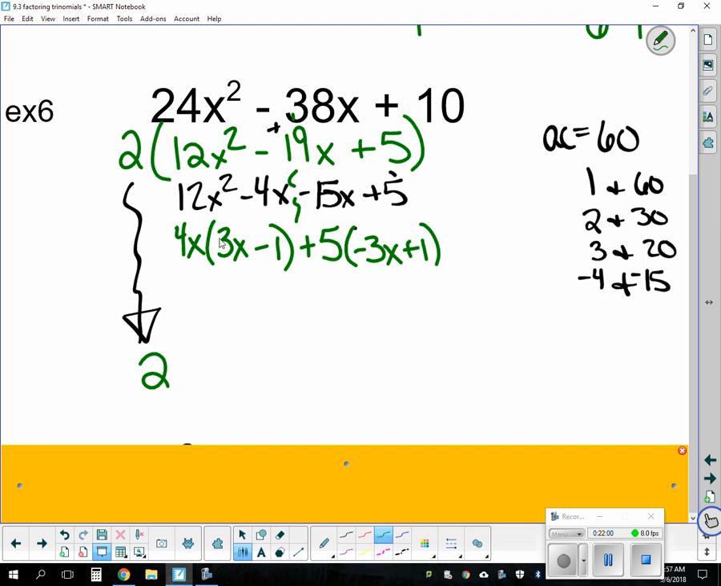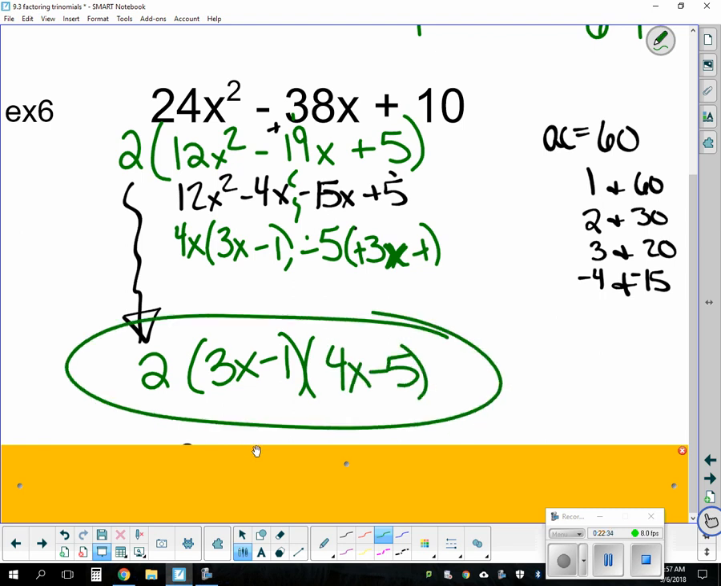Now, I made a mistake here, right? My parentheses don't match exactly. So I need to fix that. The way I would do that is instead of factoring out a positive 5, I could factor out a negative 5. So if I'm factoring out a negative 5, this would become positive, and this one would become negative. Okay, so make sure you've got your signs matching. Then 3x minus 1 is left in each parenthesis, so that factors out. And what is left is 4x minus 5. Make sure you include that 2 GCF as part of your answer.